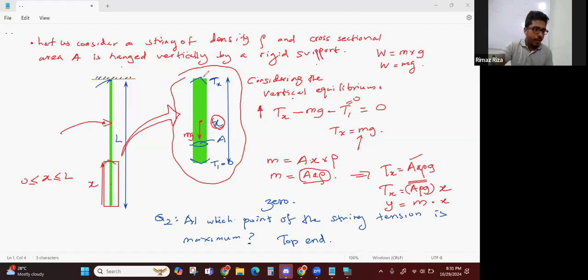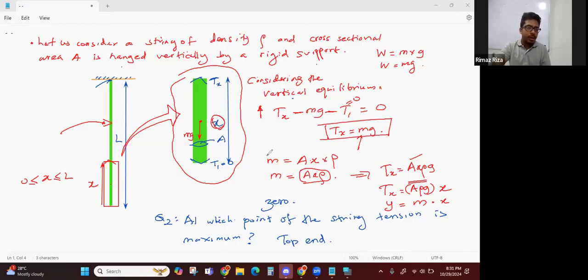In upward, we have only Tx. The weight is acting downward, so it is opposite to the direction that we are considering, so we have to put minus. When a certain vector is opposite to the direction that we are considering, that vector has to be minus. So here T1 also downward, it's minus. T1 is anyway 0, therefore Tx equals, if you take this minus mg to the other side, it becomes plus mg. Tx equals mg.